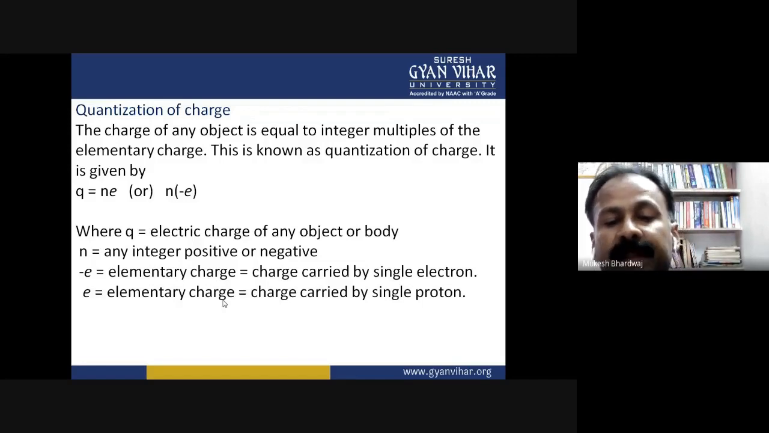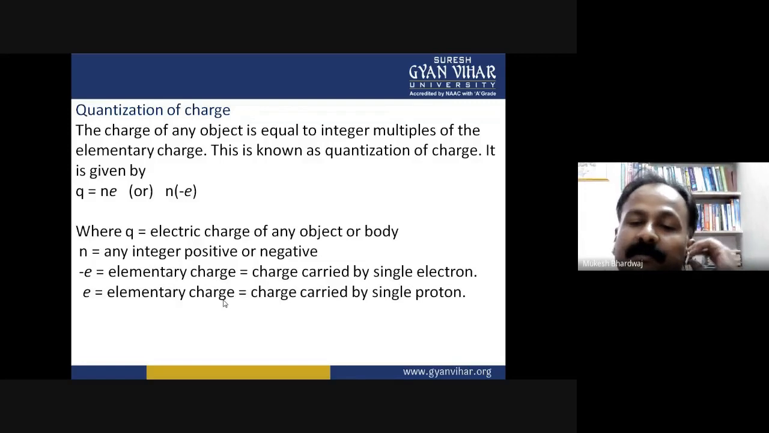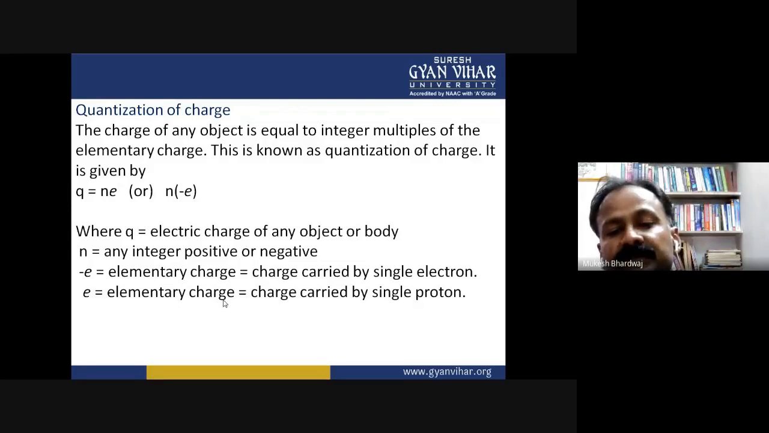I'm repeating that when a physical quantity such as electric charge exists in discrete packets rather than in continuous amounts, it is said to be quantized. This fact is referred to as quantization of electric charge. When suitably examined on a microscopic scale, most properties such as mass, energy, angular momentum, etc. are observed to be quantized.